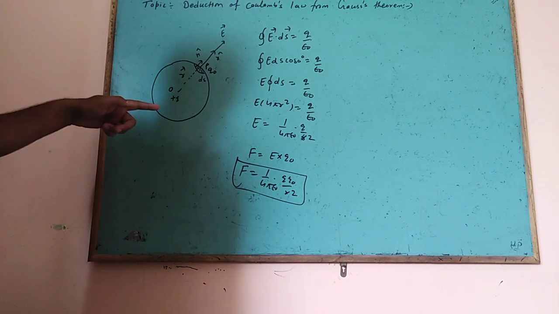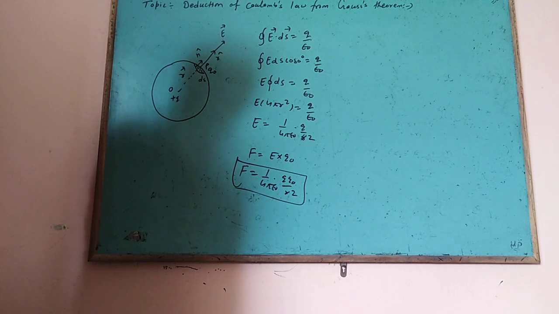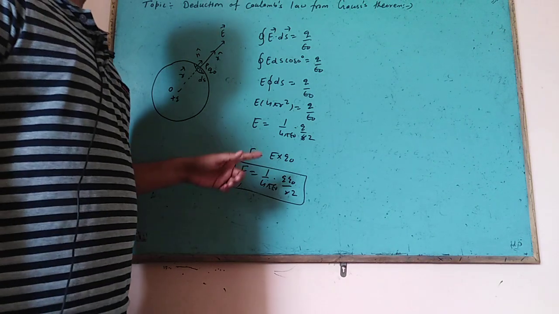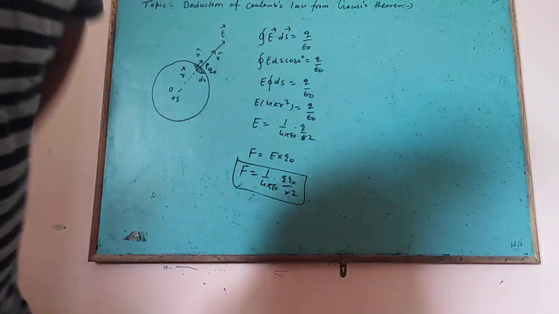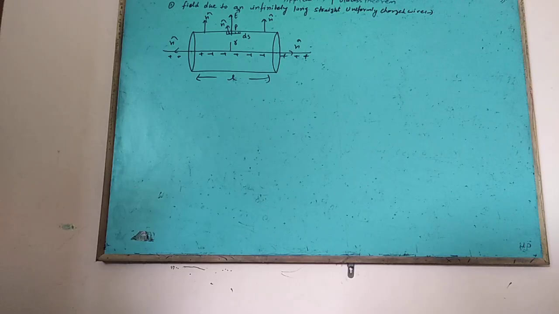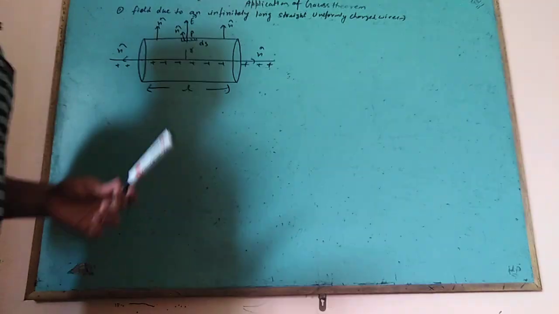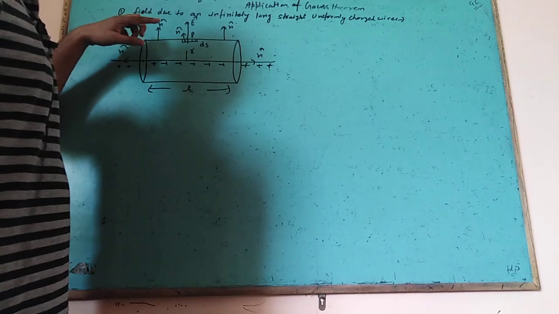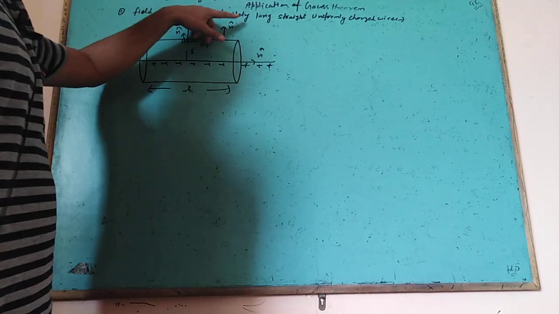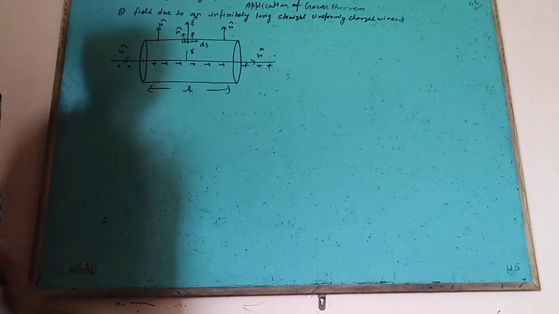Next, the topic to discuss is applications of the Gauss theorem. First of all, the application discussed is the electric field intensity for an infinitely long charged wire. Next, application of the Gauss theorem. Now discuss the first application of the Gauss theorem: field due to an infinitely long, straight, uniformly charged wire. Discuss the theory of the diagram.